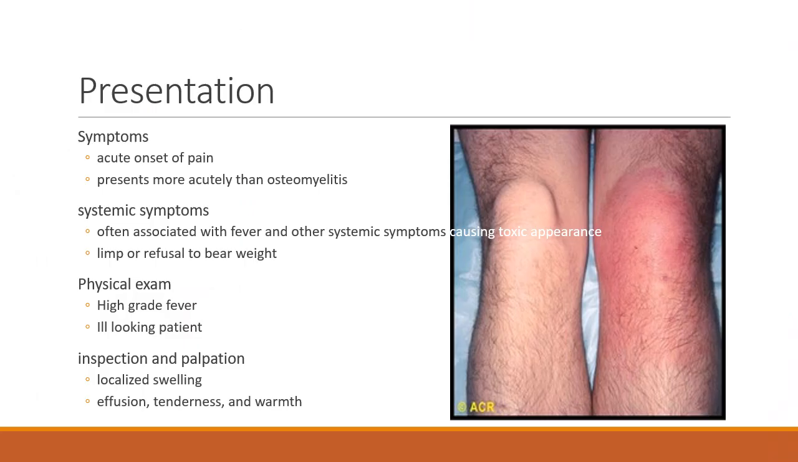A patient with septic arthritis usually presents with acute severe pain associated with a lot of systemic symptoms. The patient will look ill, be unable to walk, refuse to bear weight on that joint, and present with a high-grade fever. When you look at the joint, it will be swollen, tender, and it can be warm.